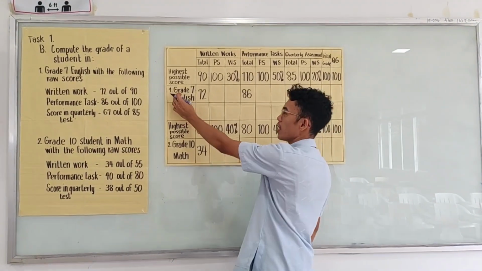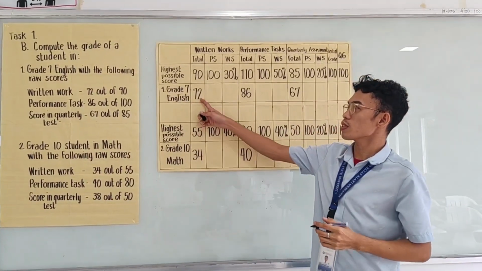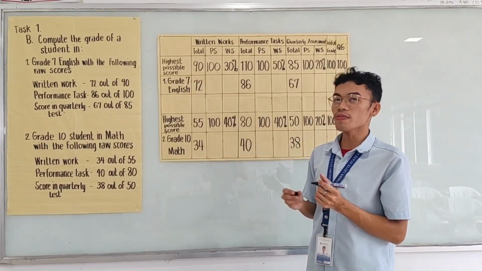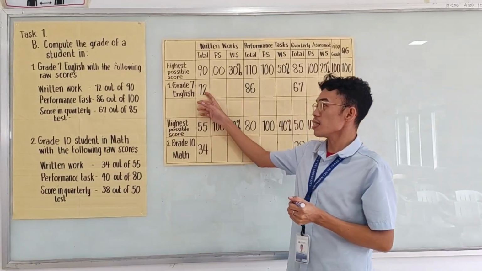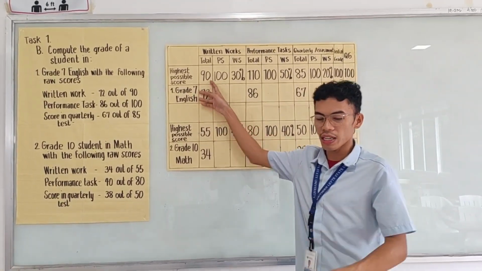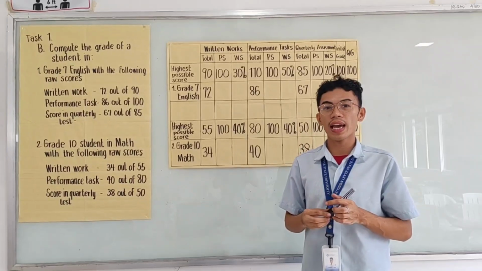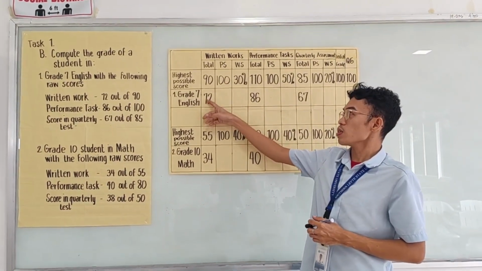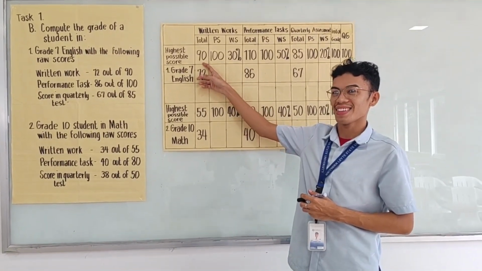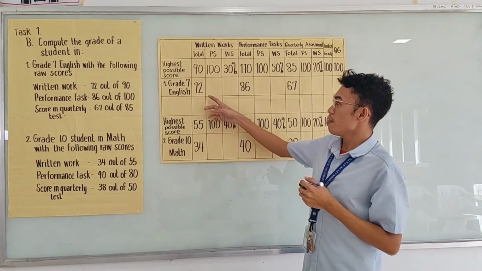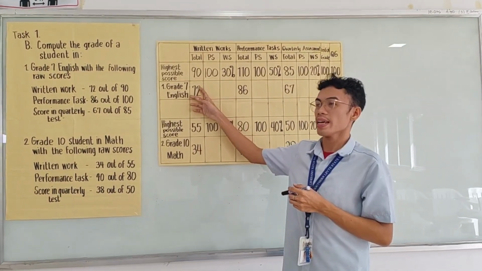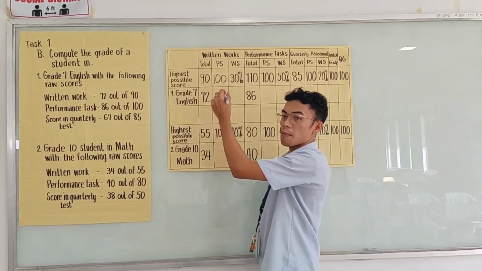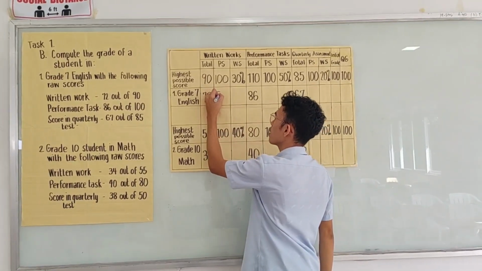So number 1 is grade 7 English with a raw score of 72 in the written works and a highest possible score of 90. So to solve this, we're going to divide 72 by 90. 72 divided by 90 is 0.8, and then we're going to multiply it by 100. So the answer is 80. So the percentage score here is 80.